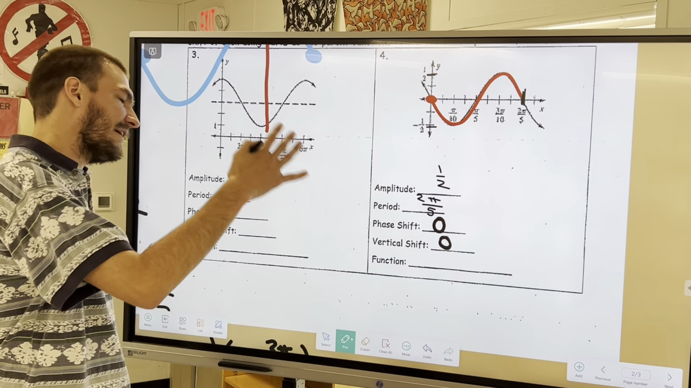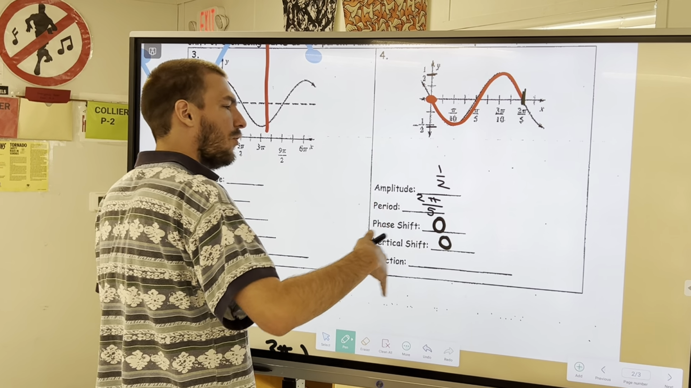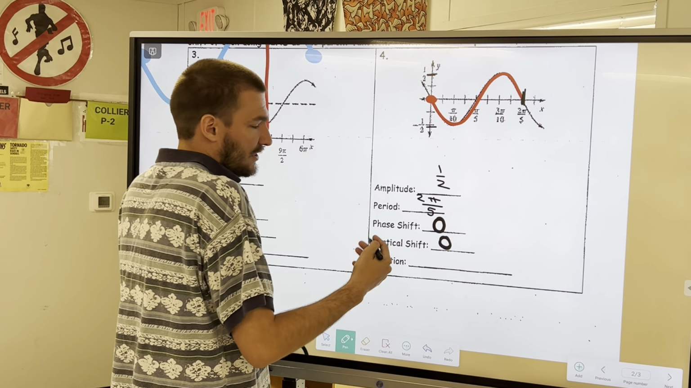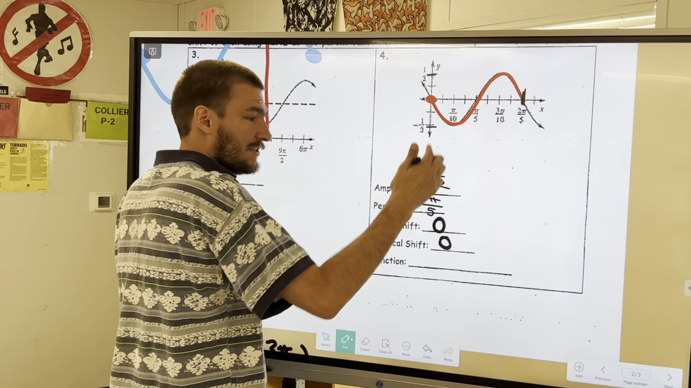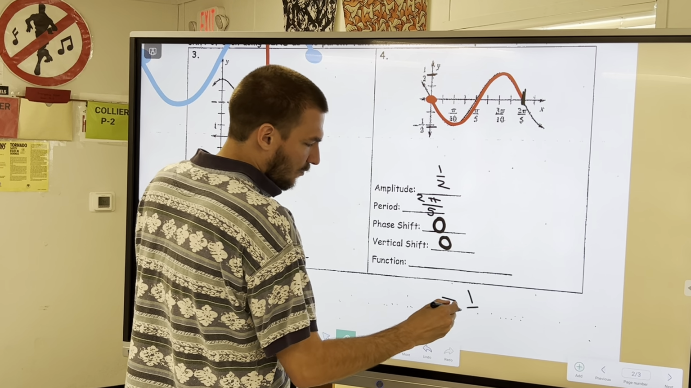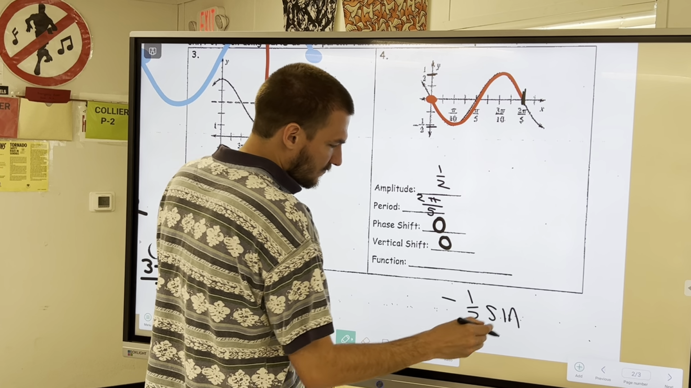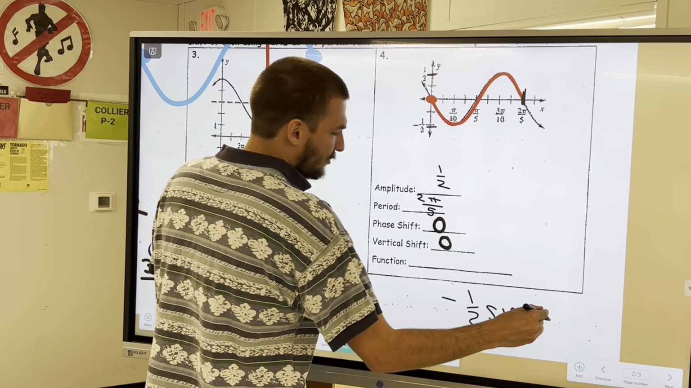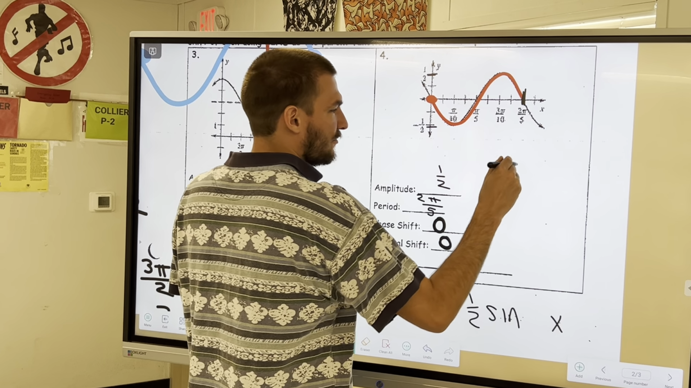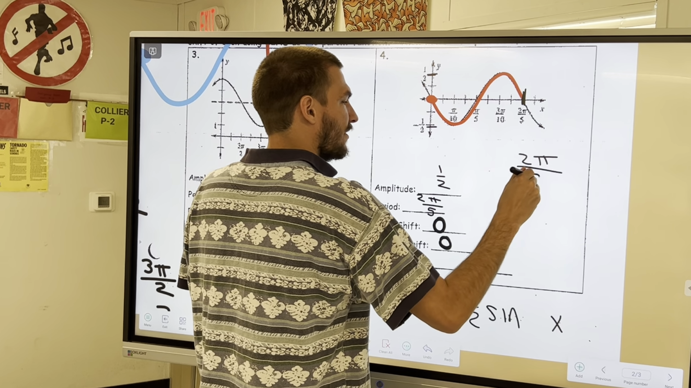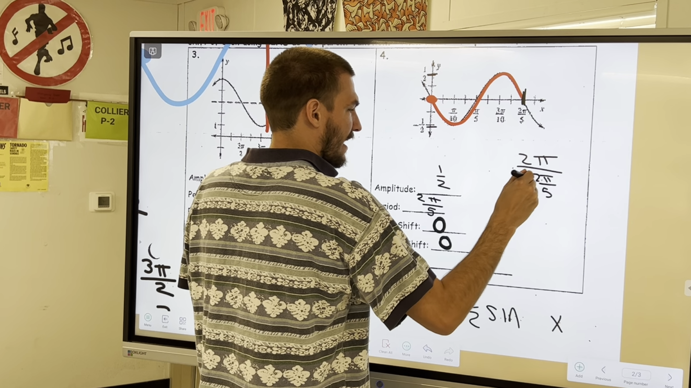To come up at the very end with this whole piece here, the vertical shift is 0. That's great. The amplitude is 1/2. It is a negative, so I'm thinking negative 1/2 sine. I do not have a phase shift. I just need to make sure I get this period and the b value right. 2 pi over 5.